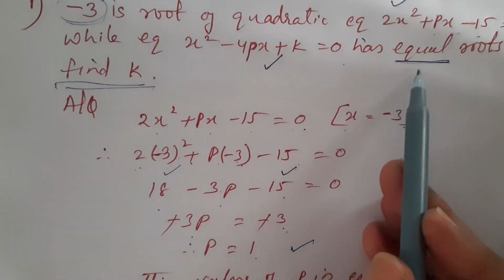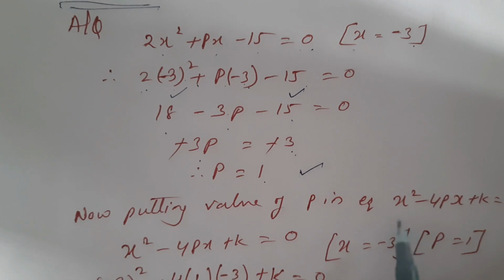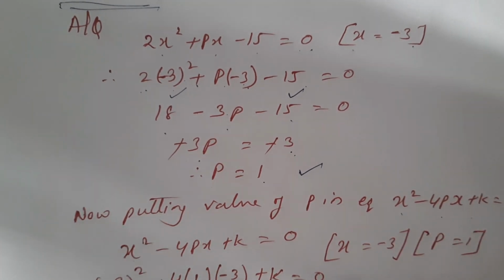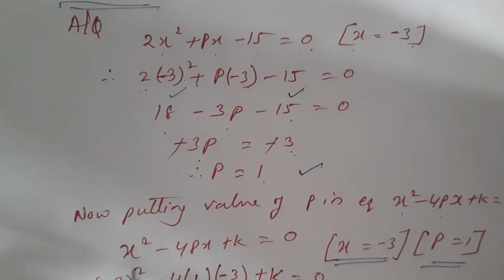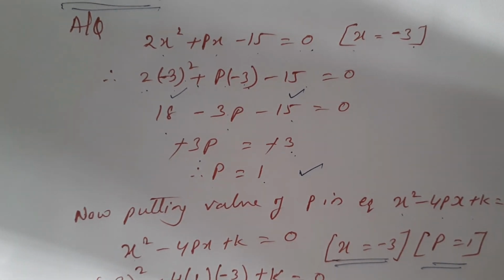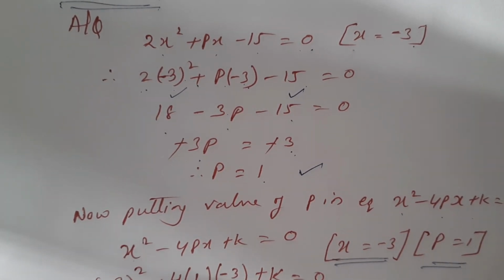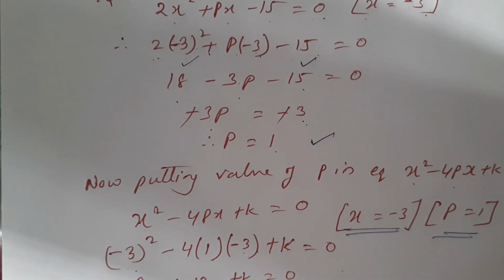Now as it is given, they are having equal roots. So we put the same value in the second equation. Now putting the value of p in equation 2, that is x square minus 4px plus k is equal to 0. Replace x with minus 3 and p with 1, which we got in the first equation. So thus it is minus 3 square is 9, minus minus plus, 4 3s are 12 plus k. Now 9 plus 12, 21. So as we are shifting 21 towards right, thus k is minus 21.